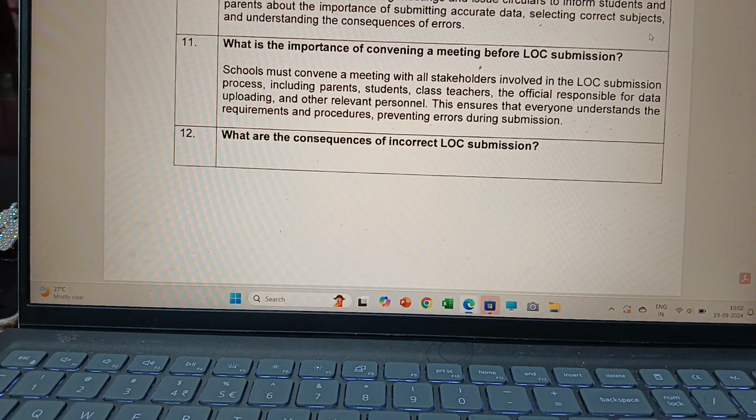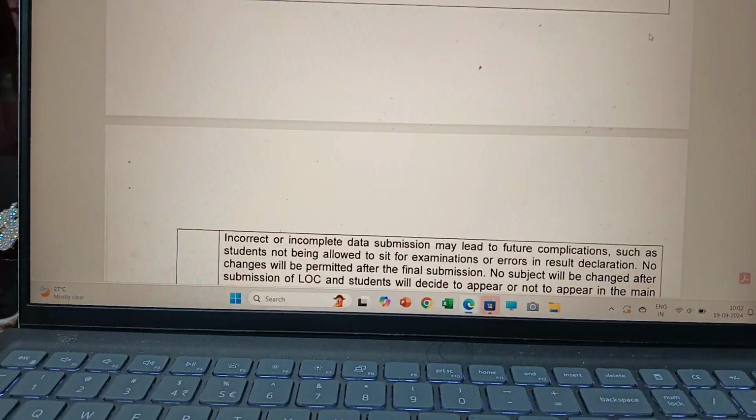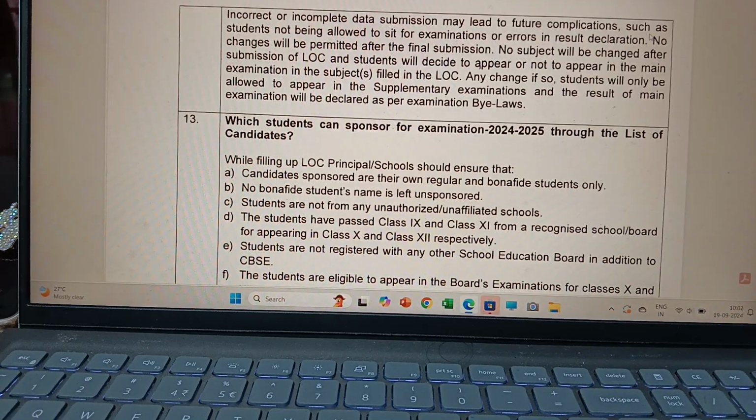Then, what are the consequences of incorrect LOC submission? Very important. Incorrect or incomplete data submission may lead to future complications such as students not being allowed to sit for examinations or errors in result declaration. No changes will be permitted after the final submission. No subject will be changed after submission of a LOC.